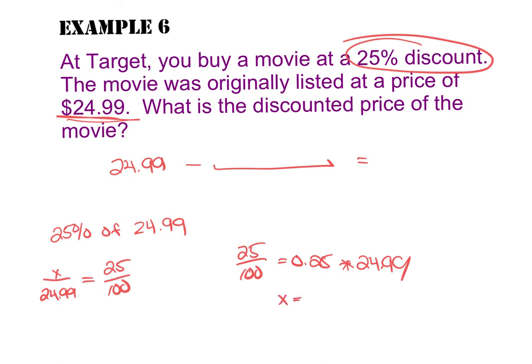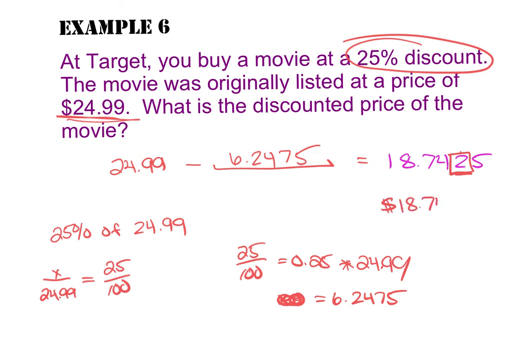So 24.99 times 0.25, I get the discount is equal to 6.2475. If you want to round, that's fine. You can leave it as is right now if you'd like. So we take $24.99 minus 6.2475, and that gives us a price of $18.7425. If you're thinking, well, that doesn't make sense with money because money can only go to 2 decimal places, you're correct. So we have to look at that third decimal place and round appropriately. Because this is a 2, we would round down because it is less than 5. And so your price here would actually be $18.74.